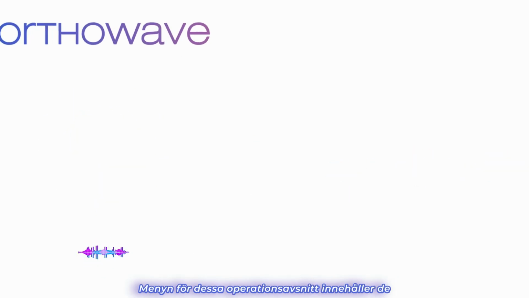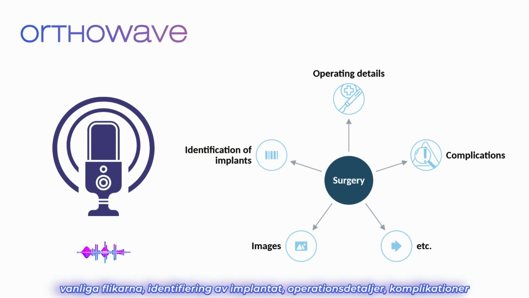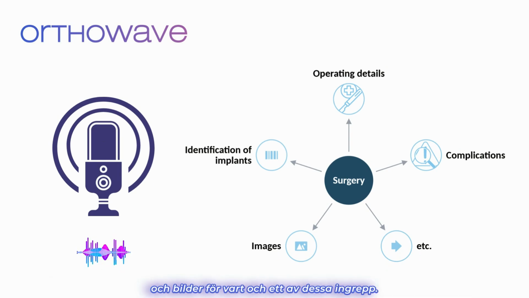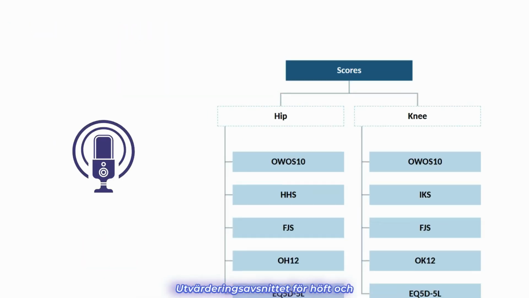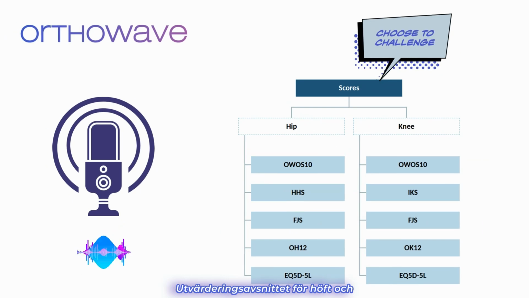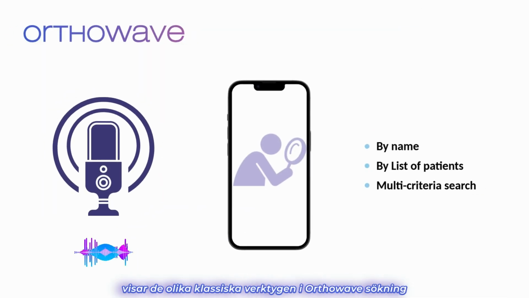The menu of these surgery sections includes the usual tabs: identification of implants, operating details, complications, and images. For each of these interventions, the evaluation section for the hip and for the knee gives access to the different scores and PROMs to choose from. For example, OWAS 10, Harris Hip Score, Forgotten Joint Score, EQ5D5L, etc.